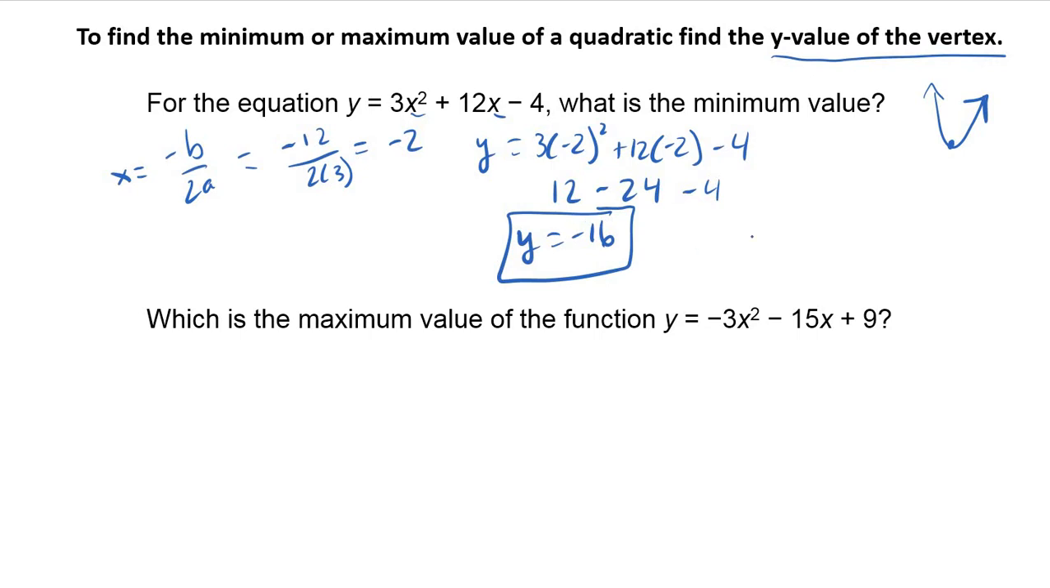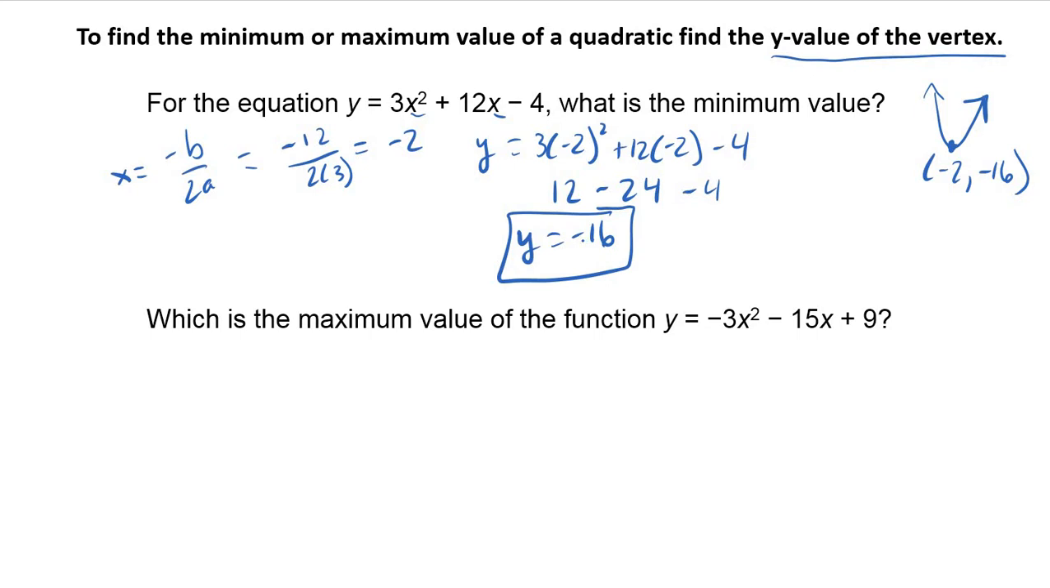By the way, the vertex we just found is negative 2, negative 16. That's really what we just found out. We identified the vertex, which gives us the minimum value. Let me show you how you could check that real quick.